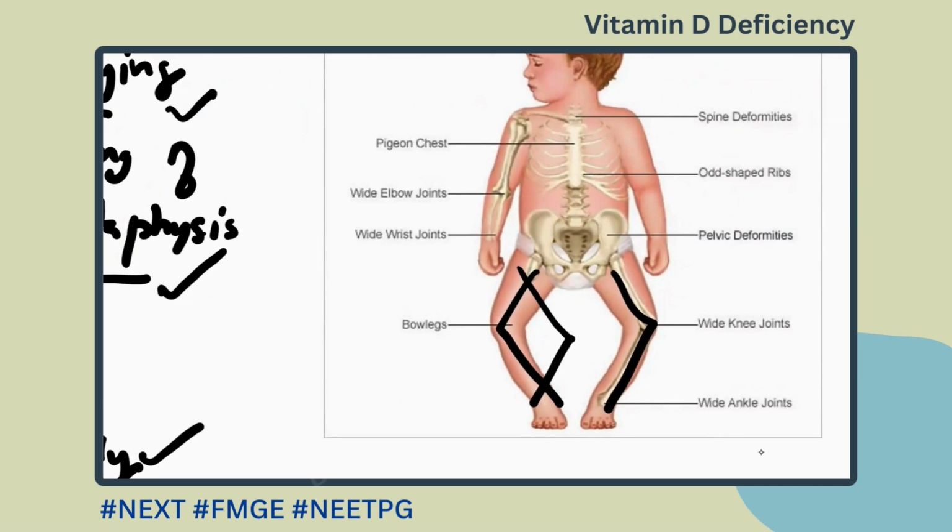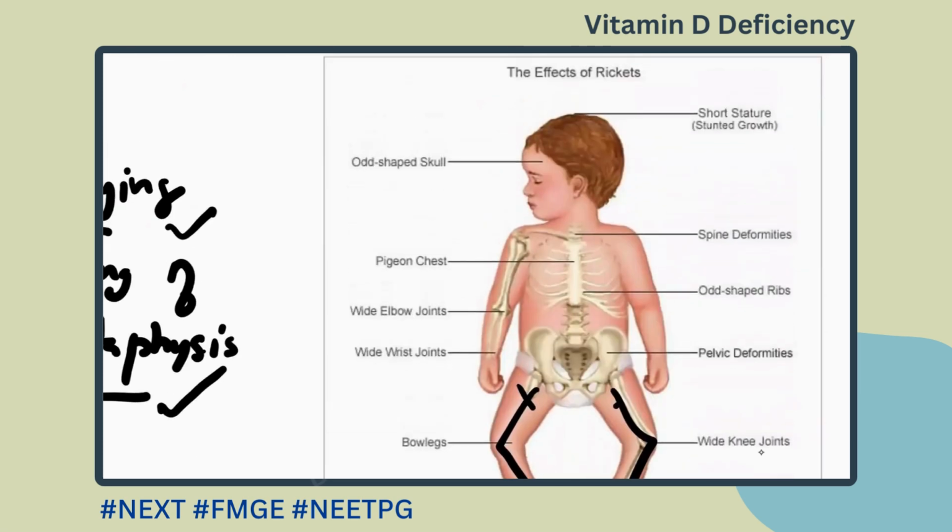If the knee is like this, it is called genu valgum deformity. That can also occur in rickets.